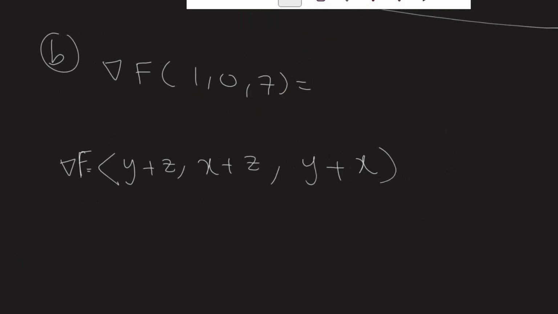So now I am going to plug in this point into this one. So this is x, y, z. So I'm going to go ahead and plug this in. Okay, so if you plug it in, so y plus z, y is 0, z is 7, so that's going to be 7. And then just like that you're going to continue. So that's 8 and this is 1. So you're going to get 7, 8, 1 if you evaluate the gradient at the point 1, 0, 7.